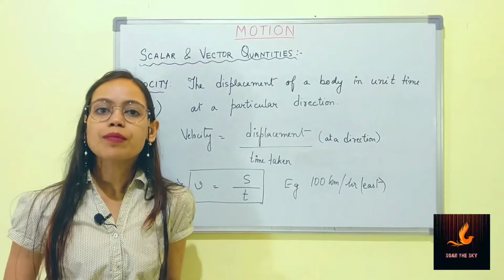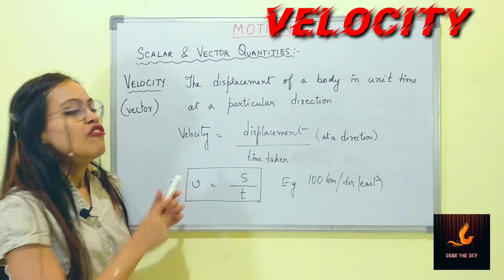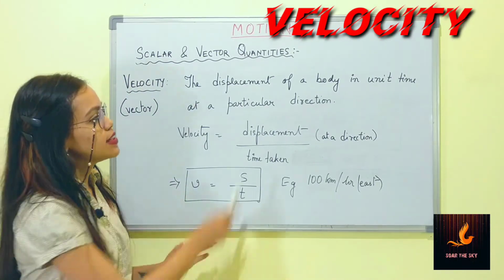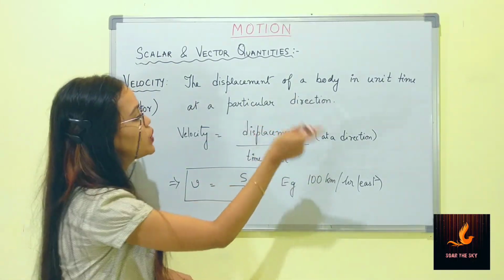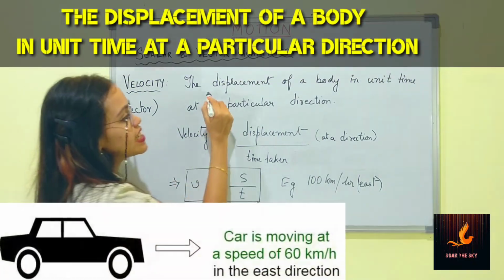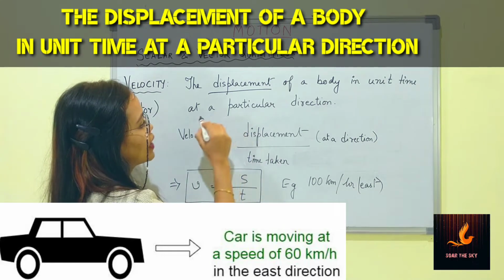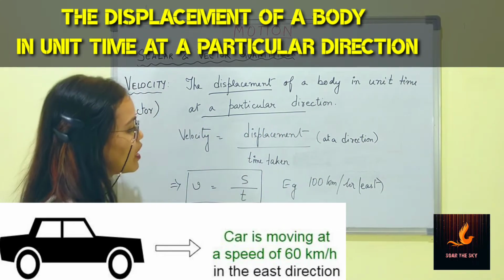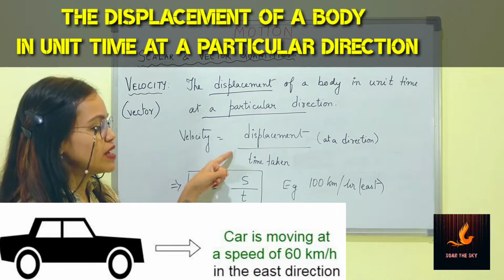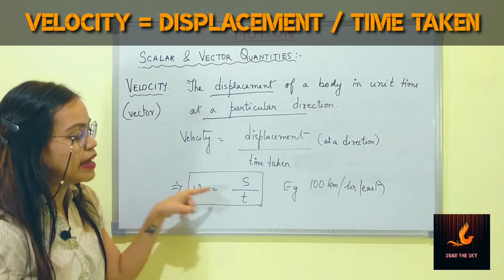Now let's talk about its vector counterpart, which is velocity. Velocity of a body is the displacement of the body in unit time in a particular direction. So the displacement instead of distance in speed, and also in a particular direction. The velocity's formula is displacement by time taken in a direction, which is S by t.